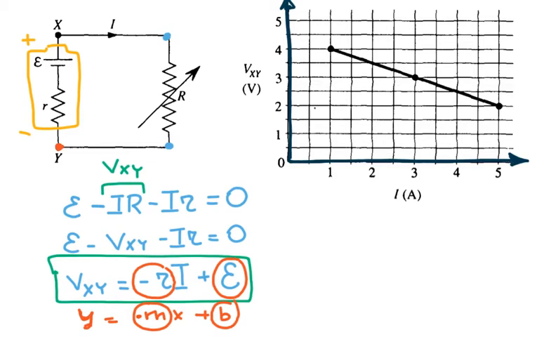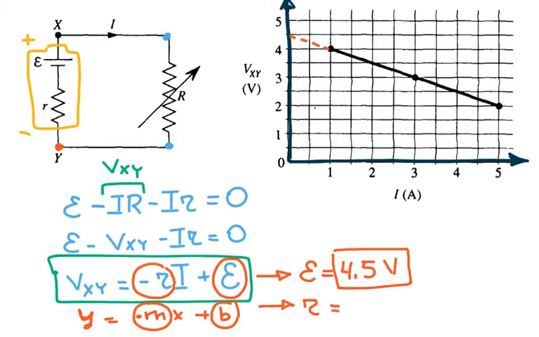So if I prolong my graph, my y-intercept is going to be 4.5. So my EMF from here is 4.5 volts. And from the slope, you have the rise over the run. Your rise is 0.5 and your run is 1. So the internal resistance is 0.5 ohm.